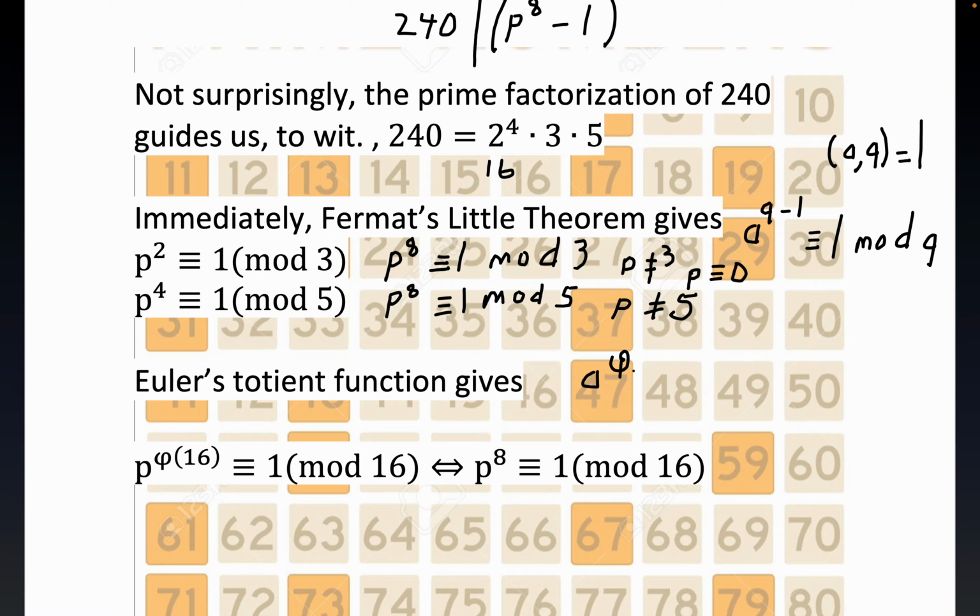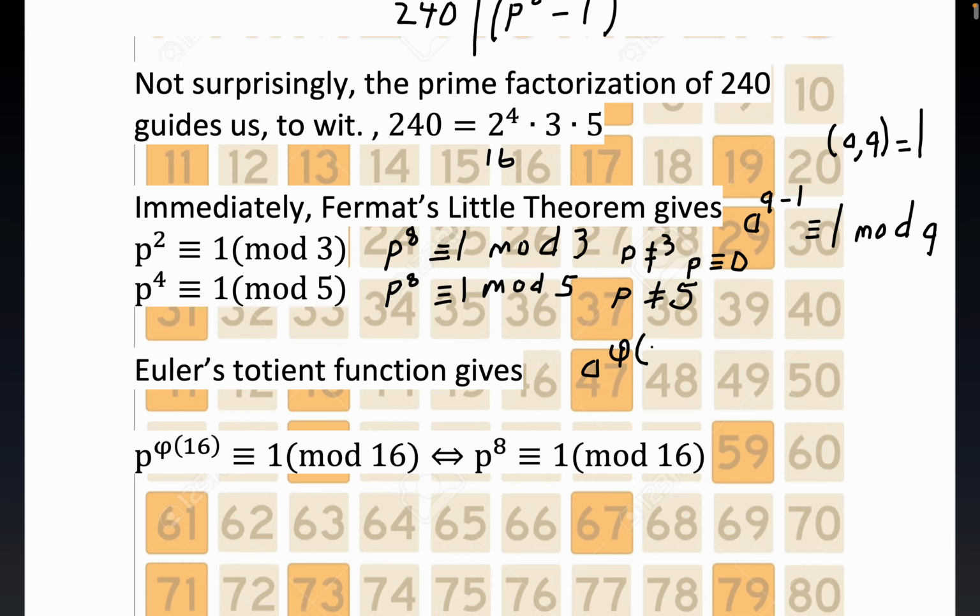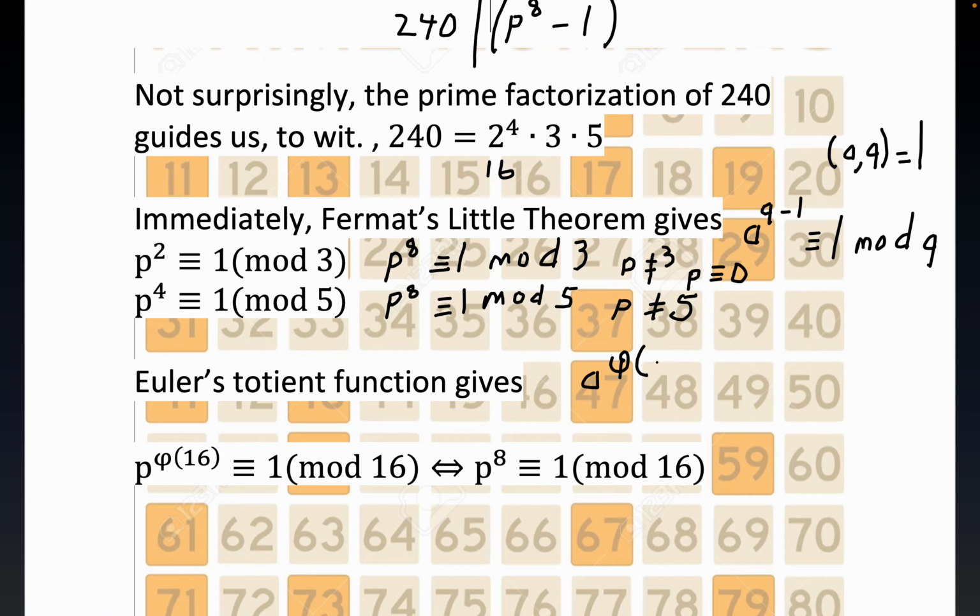Okay. So a to the phi, let's use whatever you want. We can use n. A to the phi of n is congruent to 1 mod n. And the condition, similar to before, is that a and n are relatively prime.